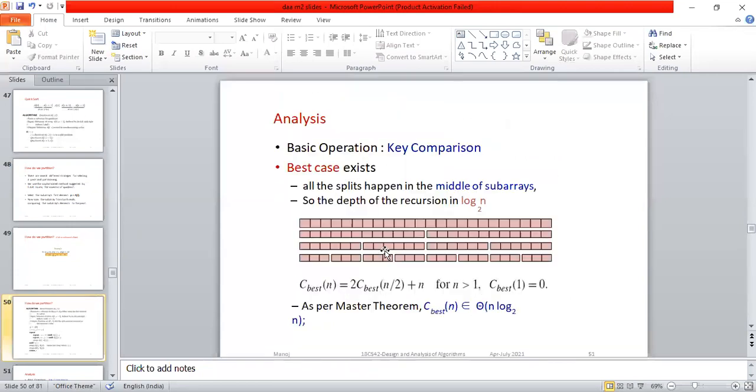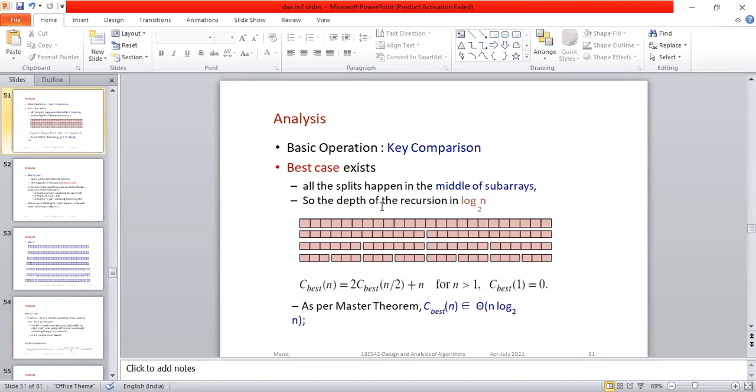quicksort algorithm. Now you come to the analysis part. Till now we have gone through the algorithm in the last class. Now you have to go with the analysis. Analysis means: what is the basic operation, and find the best case, worst case, and average case. The basic operation is key comparison. Compare the pivot element with the left subarray elements, and compare the pivot element with the right subarray elements. So how many comparisons are you doing? The basic operation is key comparison.